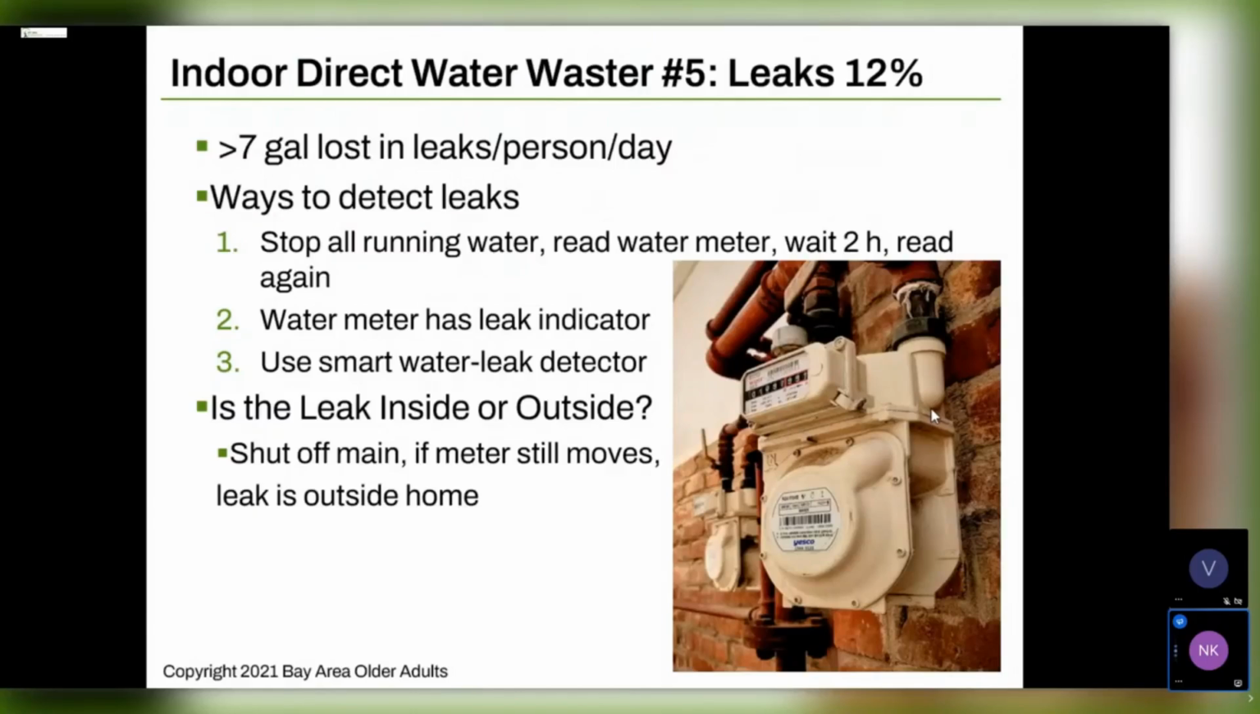If you do find some kind of movement or leak, you want to check if the leak is inside or outside your home. You can shut off the water main and see if the meter continues to move or not. If it moves, the leak is outside.